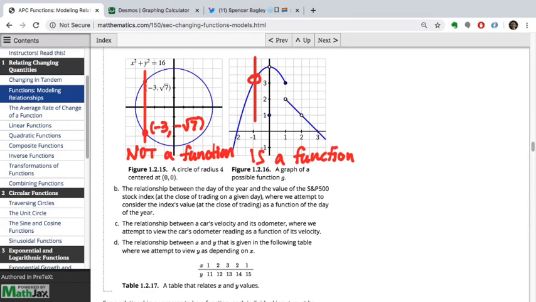Parts B, C, and D, which I'm going to leave for you to talk through in your groups on your own. There you're going to have to think again more about the context of these questions. Is it ever possible for me to have an input that has multiple outputs? And if that answer is yes, not a function. But if that answer is always no, you got a function.